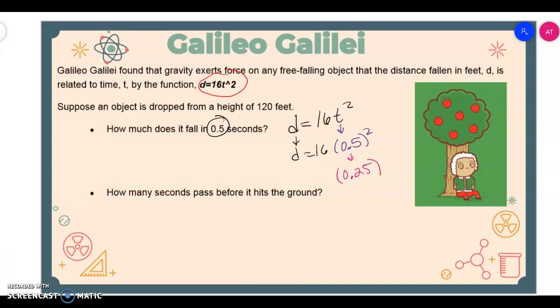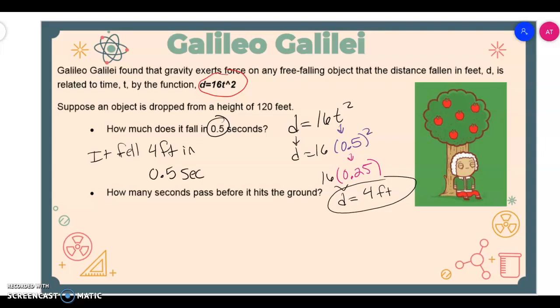Now I'm going to multiply that by 16. Go ahead and use your calculator. All right, so the distance fallen is 4 feet. How much did it fall in 0.5 seconds? It fell 4 feet in 0.5 seconds.